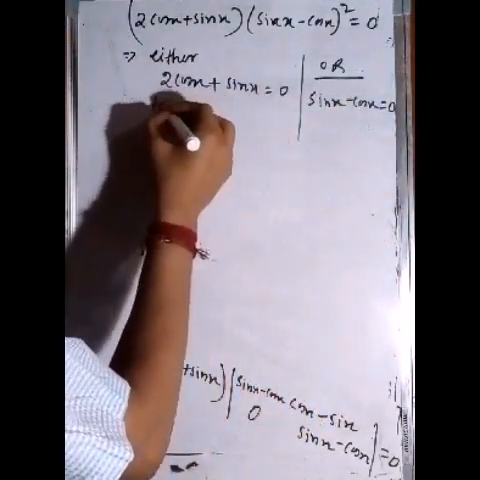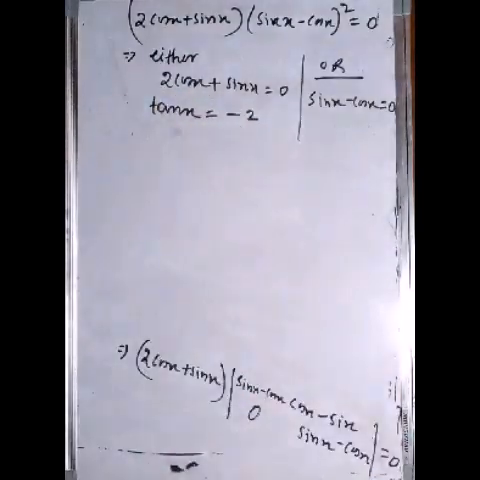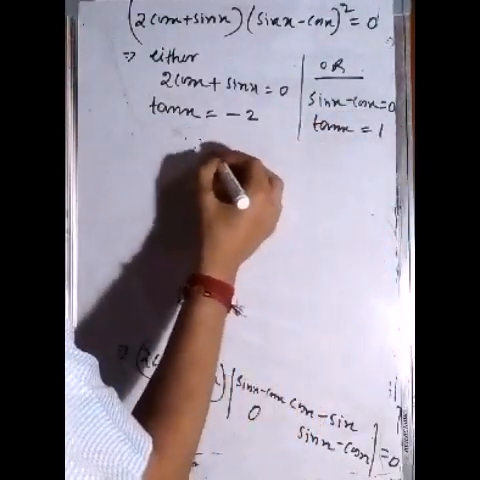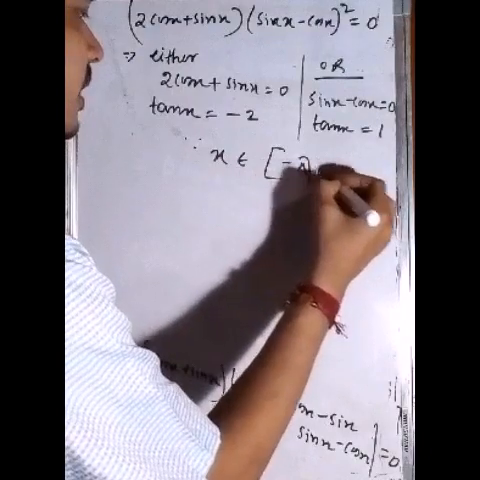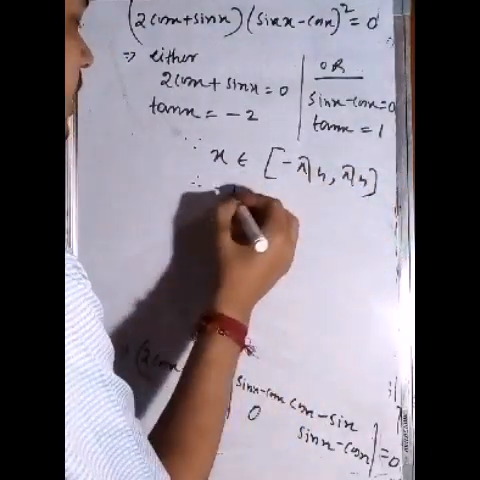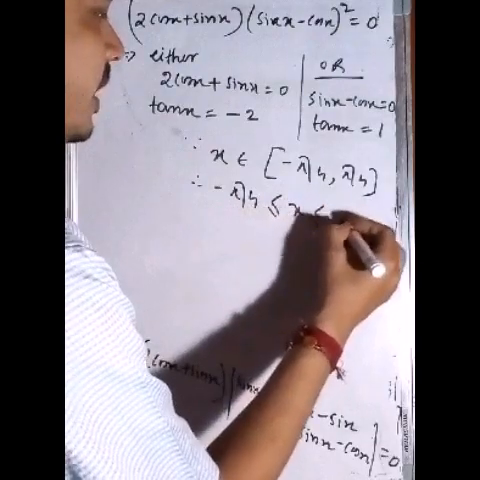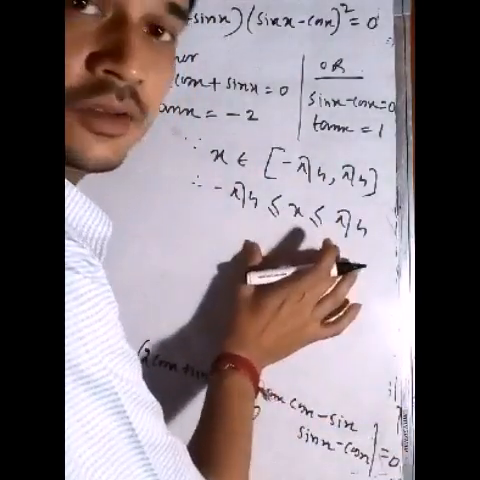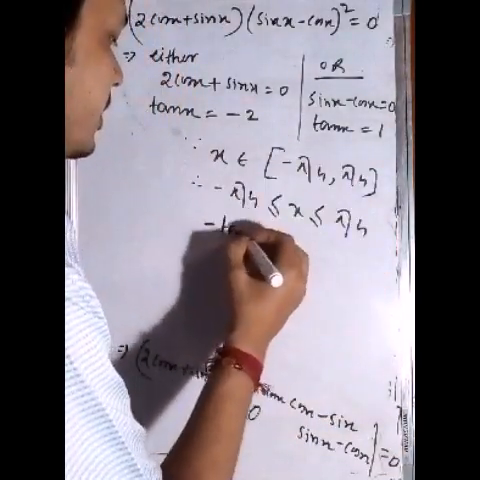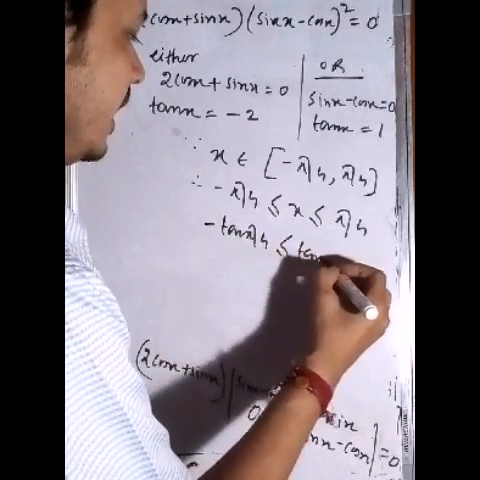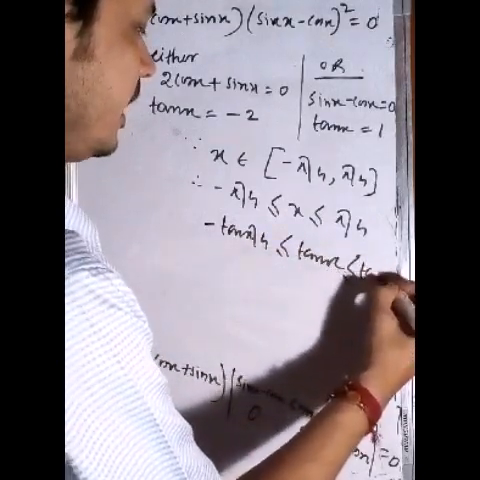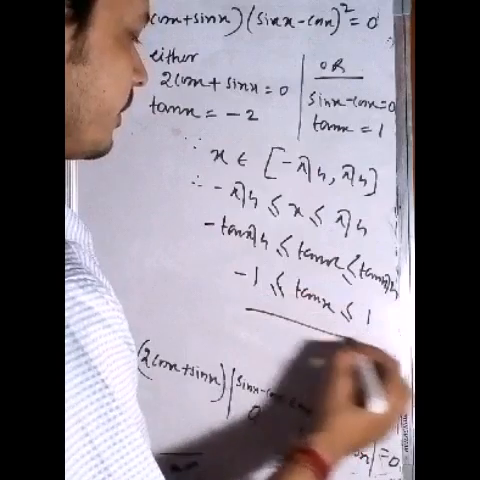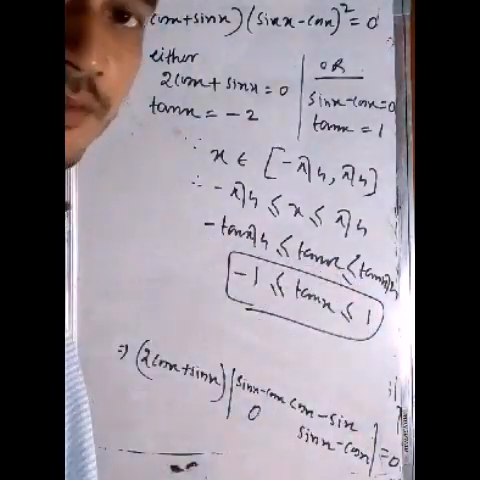So from this we have tan x equals minus 2, and from this we have tan x equals 1. Since x belongs to the closed interval minus pi by 4 to pi by 4, we have minus pi by 4 less than or equal to x less than or equal to pi by 4. We have got both the results in terms of tan, so we have to see the range of tan x in this interval. So minus tan pi by 4 less than or equal to tan x less than or equal to tan pi by 4, that is minus 1 less than or equal to tan x less than or equal to 1. This is our range of choice of tan x.